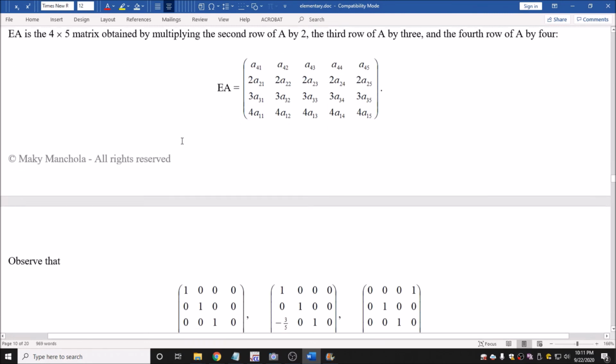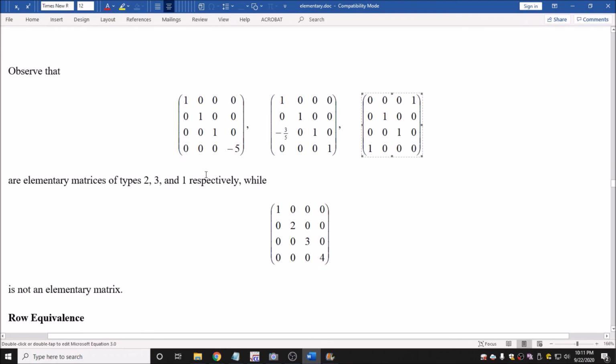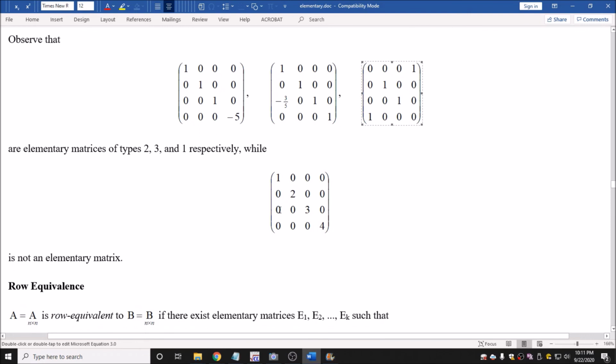Okay, observations. Our first 3 matrices were elementary matrices, but the fourth one was not. The matrix whose first row is 1, 0, 0, 0, second row is 0, 2, 0, 0, third row is 0, 0, 3, 0, fourth row is 0, 0, 0, 4, is not an elementary matrix.